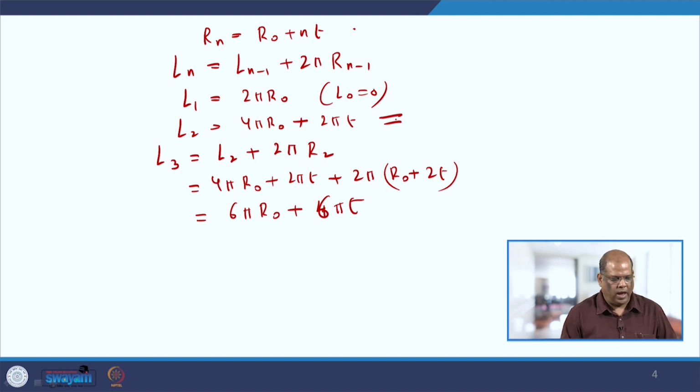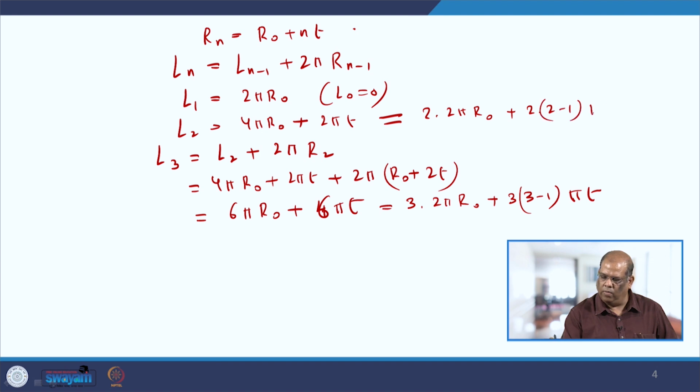So, this L2, that is 4 pi r0 plus 2 pi t, can be written as 3 into 2 pi r0 plus 3 into 3 minus 1 into pi t. Similarly, 2 into 2 pi r0 plus 2 into 2 minus 1 into pi t.